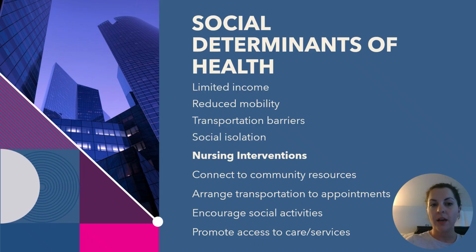Social determinants of health significantly impact this population. Many residents face barriers such as limited income, transportation difficulties, and reduced mobility. Social isolation is also a common concern in assisted living settings. Personally, I've worked at many nursing homes, actually in assisted living, and social isolation is something that everyone struggles with. Even though you're surrounded by 50 other residents, it's just a different setting, and it's difficult for those patients.